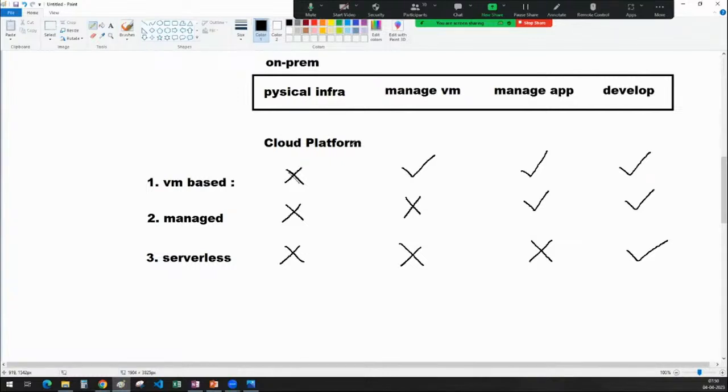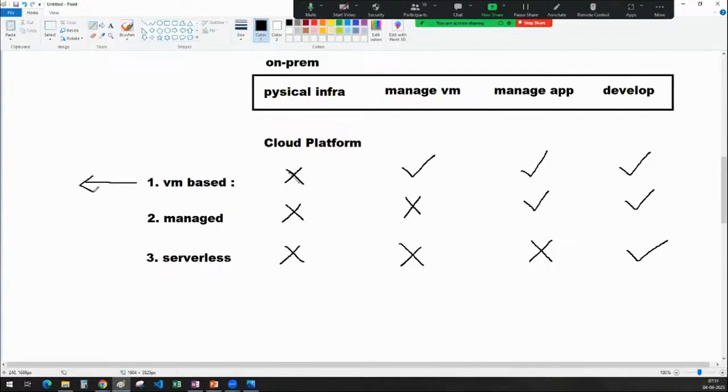How, sir? We are already seeing some data centers, right? Google has its Google data center, Amazon has its Amazon data center, and that's where they are managing the physical infrastructure. Managing the virtual machine, managing the application, and developing an application will be on you when you go to VM based services. If you go to managed services, the physical infrastructure as well as managing the virtual machine will be taken care of by them. Only the application and its development will be upon you. And if you go to serverless, only the development part is on you. We will see in our upcoming classes what fully managed and serverless mean.